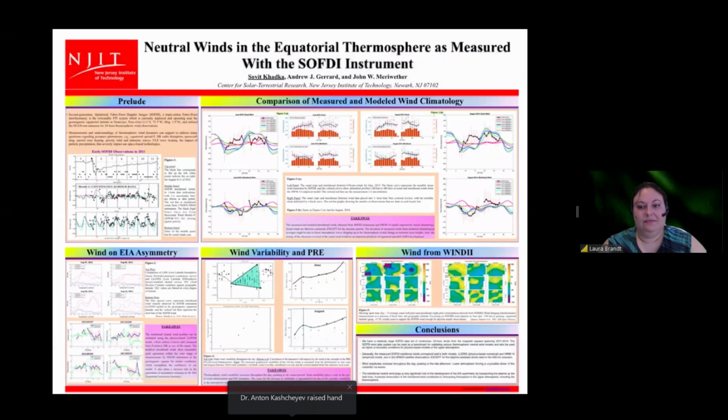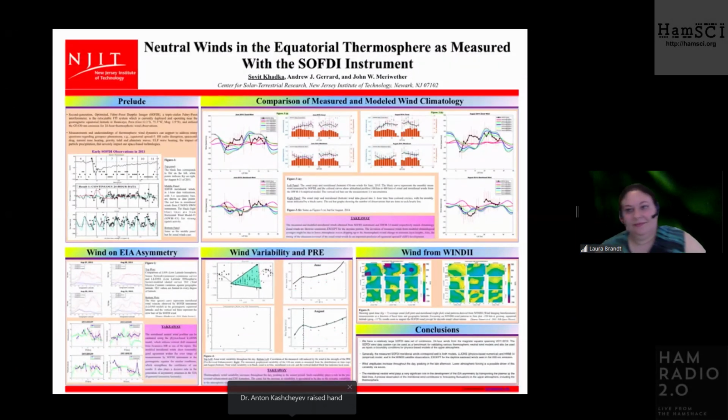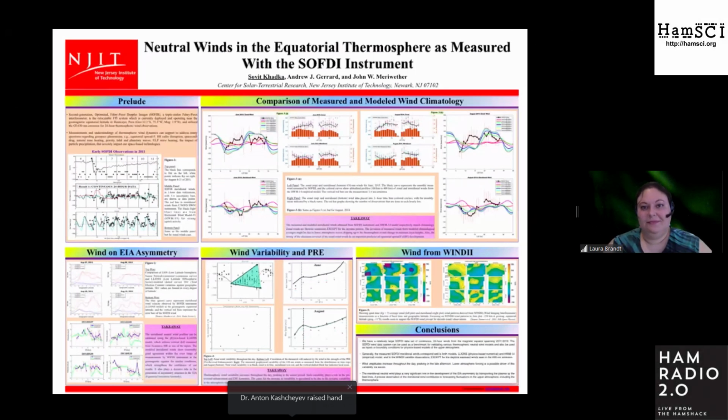Hello, I am Sovit Khadka from New Jersey Institute of Technology. This e-poster is about the direct observation of thermospheric neutral wind made with the SOFDI instrument, which is currently deployed and operating near geomagnetic equatorial latitude in Huancayo, Peru. The term SOFDI stands for Second Generation Optimized Fabry-Perot Doppler Imager.